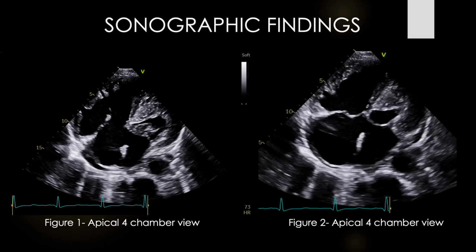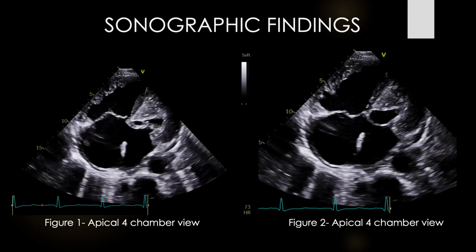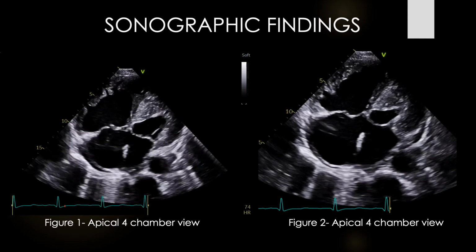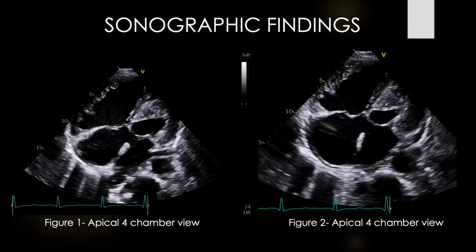Figure 1 is an apical 4-chamber view cine clip. This clip shows the large defect in the interatrial septum. Figure 2 is a still image of the apical 4-chamber view of the heart at the end of systole. You can see in this view that the right side of the heart is severely dilated and that there is left ventricular hypertrophy.